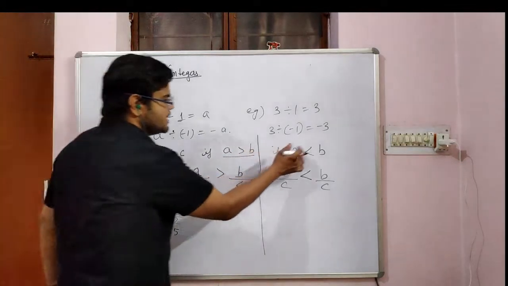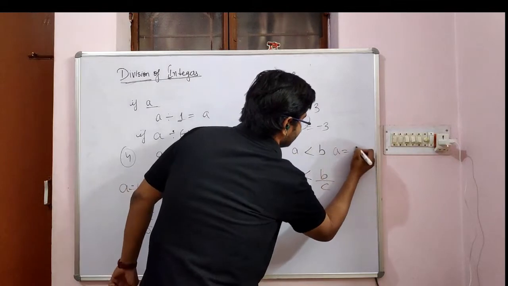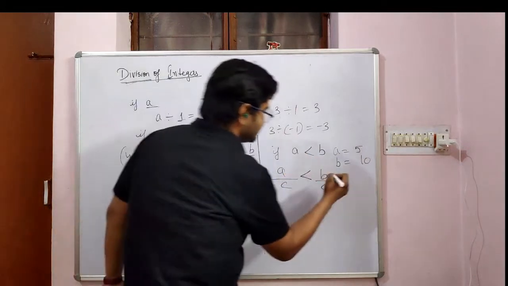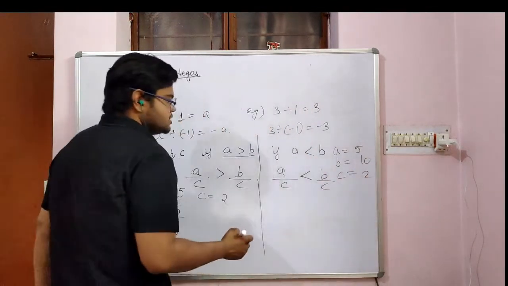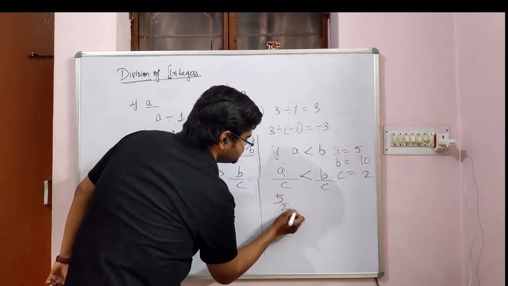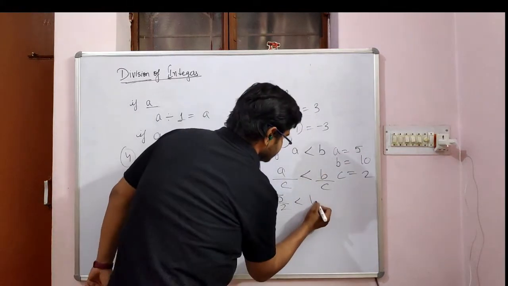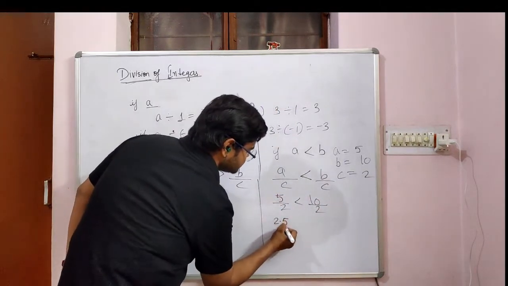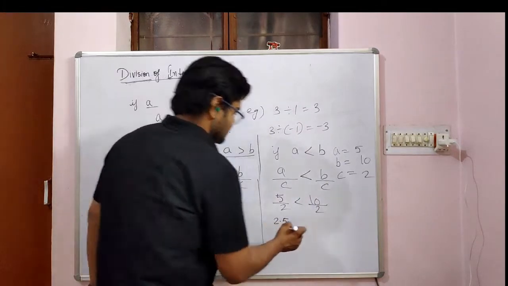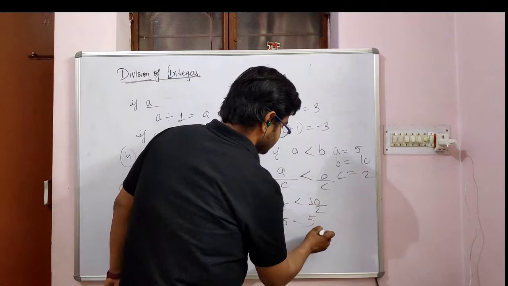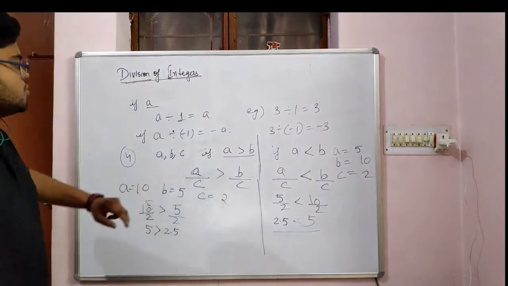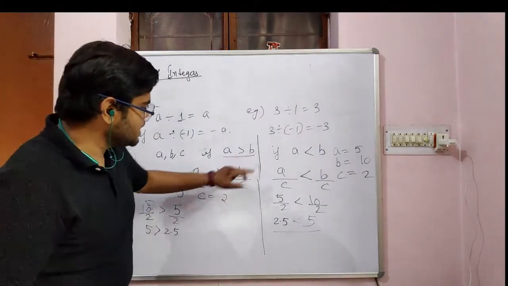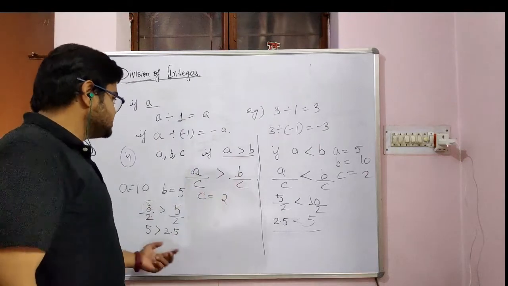And in this case, if a is less than b, let us take a as 5, b as 10 and c as 2. So 5 divided by 2 is less than 10 divided by 2. So what will be the result here? 2.5. And here 5. So from these inequalities we say that if a is greater than b and both a and b are divided by c, the result will still be a greater than b.